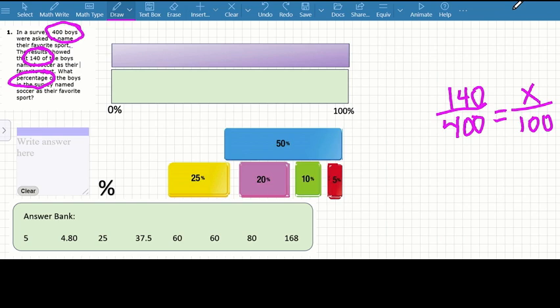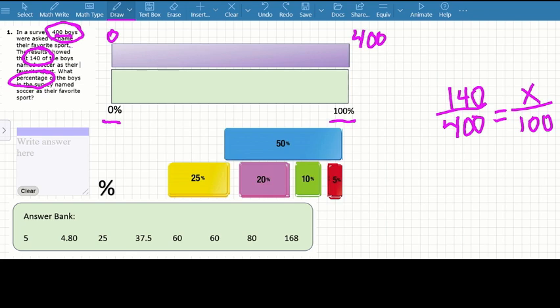But for our students that need a conceptual representation, I would like to model for you how percentage bars work. On the percentage bars, you can see that I have 0% to 100%. This bar represents 100%, and that would be true for the bar above it. I have 0 students and my total students is 400. So 400 actual students represents 100% of the students surveyed.